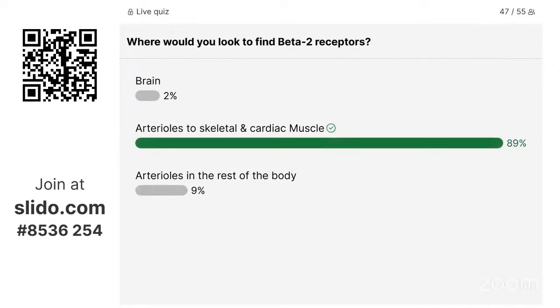Okay, yeah. So these are the ones responding to even very low concentrations of epinephrine due to their high affinity for epinephrine. And we specifically want them in the arterioles going to your skeletal muscle so that you can do activities, and your cardiac muscle, so that your heart can beat hard and fast, because we're activating our sympathetic nervous system. We're getting ready for our fight or flight response.